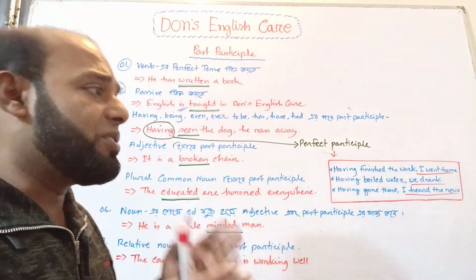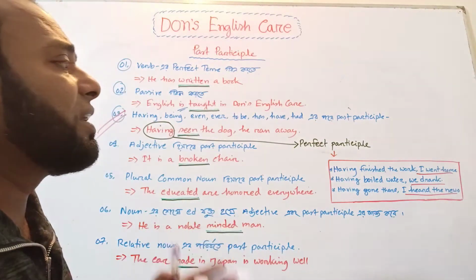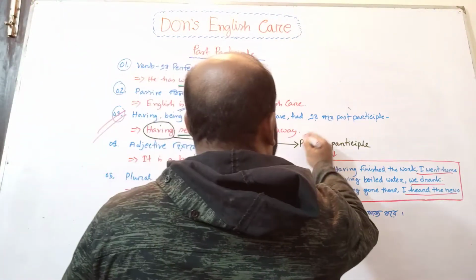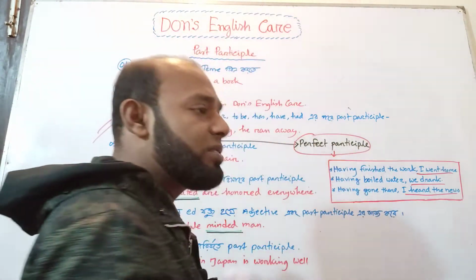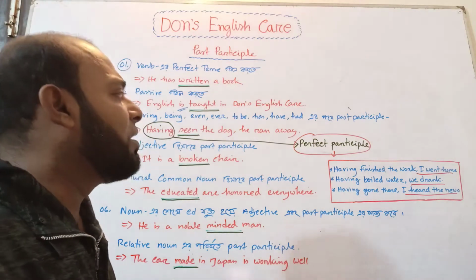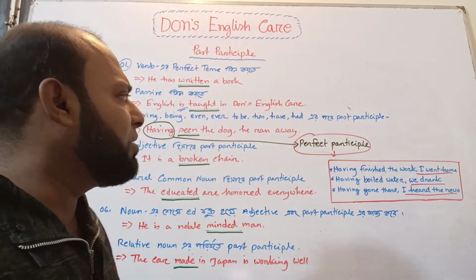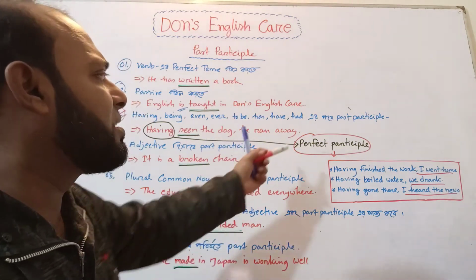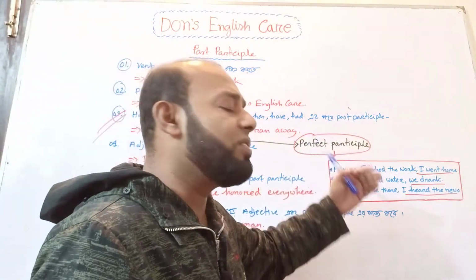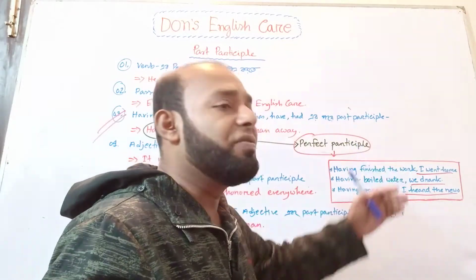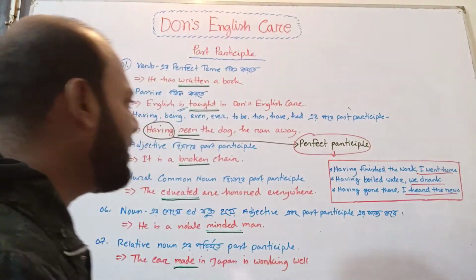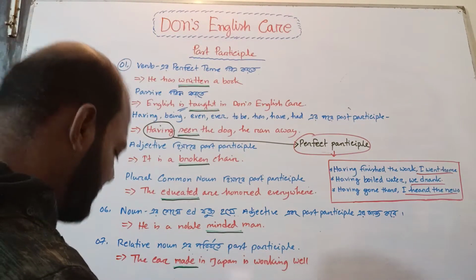After having, if we see any kind of verb 3 form, we can understand this is a perfect participle. This is the perfect participle form, because there are three classifications of participle: present participle, past participle, and perfect participle. It is easily understandable, because after having we see verb 3, and after the comma, if we see past tense, we can call it a perfect participle. Okay, I think you have got my lesson.